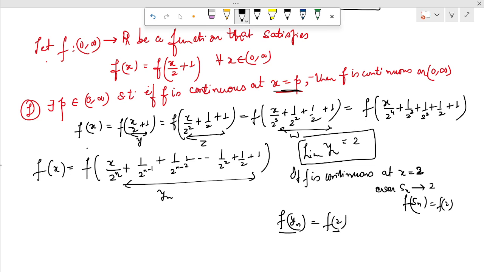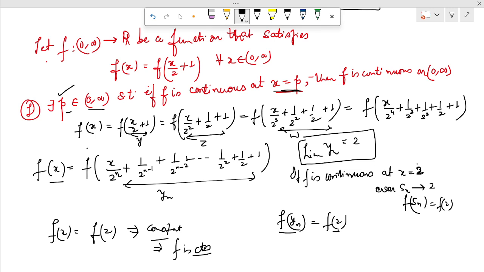And f of yn is equal to what? f of x. It implies that f of x will be equal to f of 2, and it implies that f of x will be a constant function, and it necessarily implies that f is continuous. So clearly this statement is true. That is, there exists a point p belonging to 0 comma infinity, which is equal to 2, such that if f is continuous at x equal to p, that is 2, then f is continuous on 0 comma infinity.